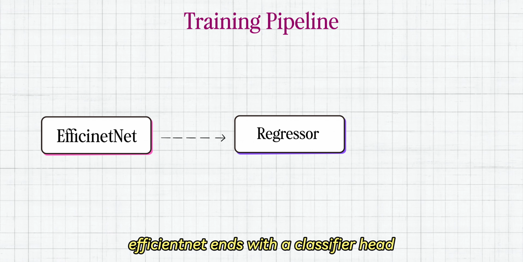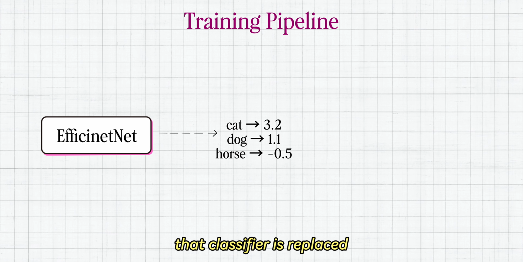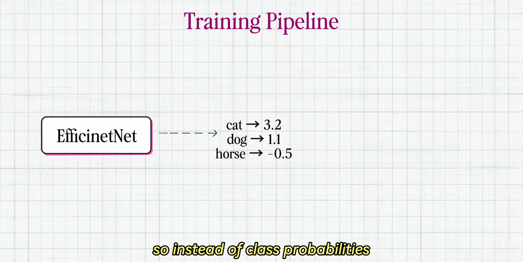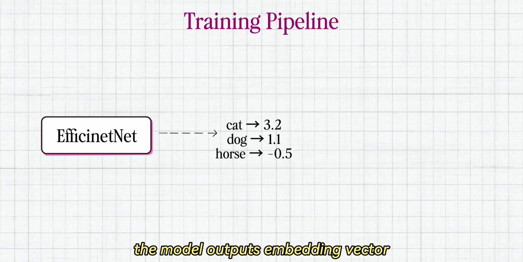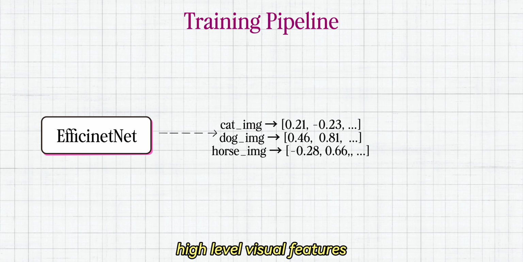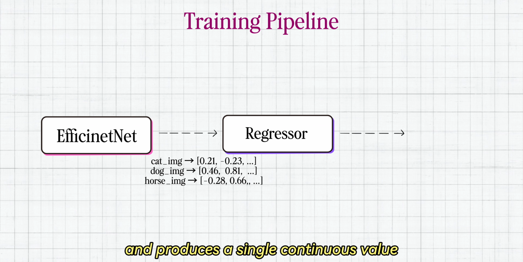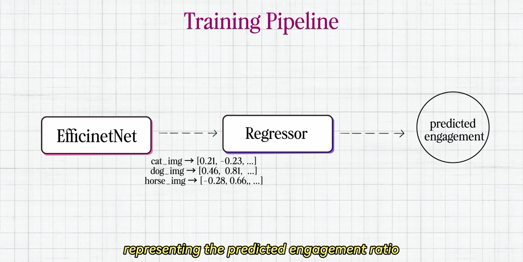Normally, EfficientNet ends with a classifier head, a fully connected layer that outputs class logits. But in this setup, that classifier is replaced, so instead of class probabilities, the model outputs an embedding vector, a compact representation of the image's high-level visual features. The regressor head then takes this embedding and produces a single continuous value representing the predicted engagement ratio.